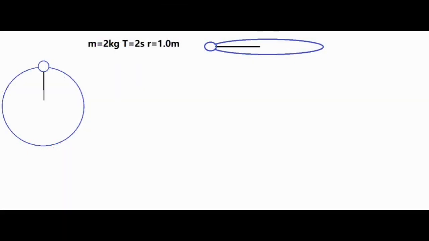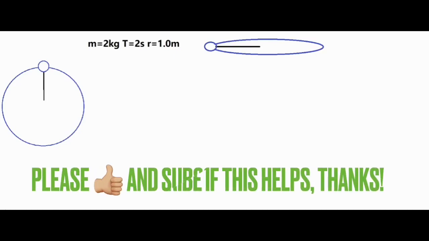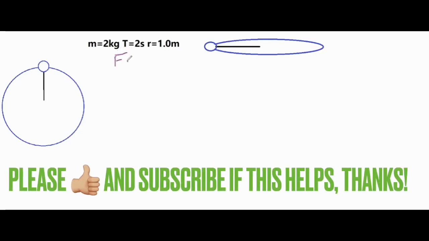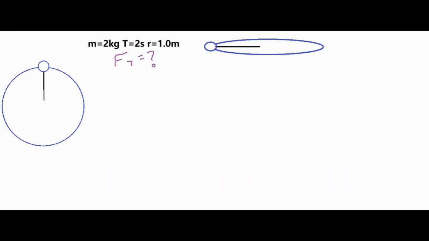In this video, we're going to be taking a look at two circular motion problems: an object being swung in a vertical circle, and secondly, an object or a ball being swung in a horizontal circle. For our first problem, we're going to solve for the force of tension at two different locations, at the very top and also at the bottom.